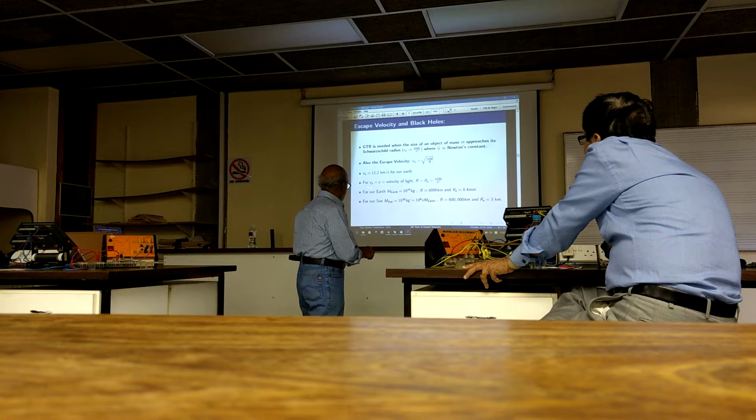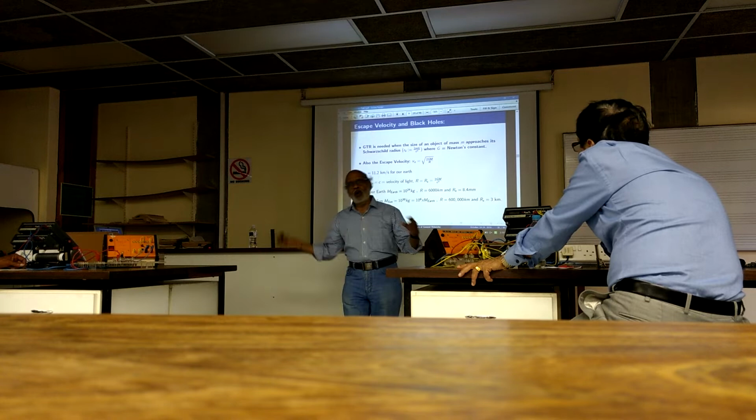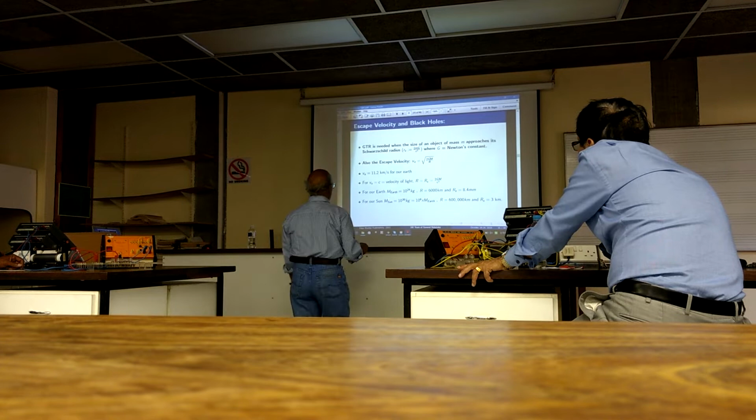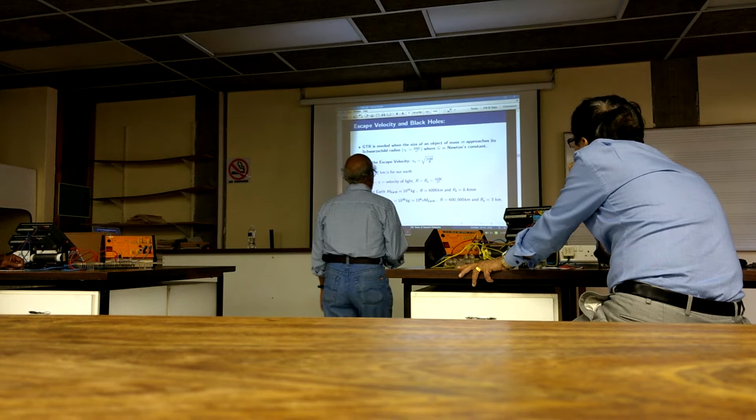Then this escape velocity would become identically equal to the velocity of light. And Mr. Einstein tells us that is the maximum attainable velocity in nature. You can't go beyond that. So that means even if I throw a photon from Earth, it will fall down on Earth, because escape velocity has become equal to the velocity of light. So you say this is first year level understanding of black holes. Okay, I will gradually go to a little more involved idea.